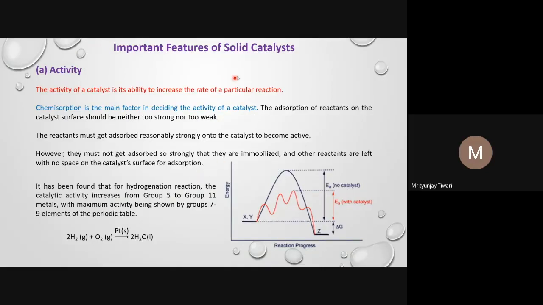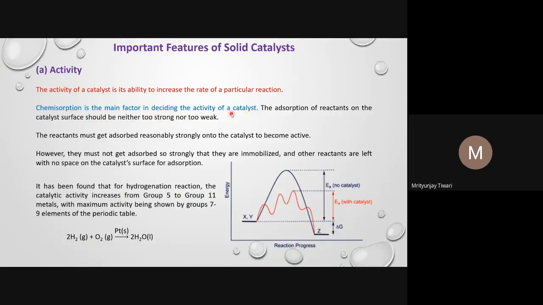Then we have seen important features of solid catalysts, and the first thing was activity. The activity of a catalyst is its ability to increase the rate of a particular reaction. Suppose for a chemical reaction there are two catalysts which can catalyze it, and with one catalyst the rate of reaction is higher in comparison to the other. Then we say the first catalyst's activity was more. The activity of a catalyst is its ability to increase the rate of a particular reaction, and chemisorption is the main factor in deciding the activity of a catalyst. This is what we have seen.